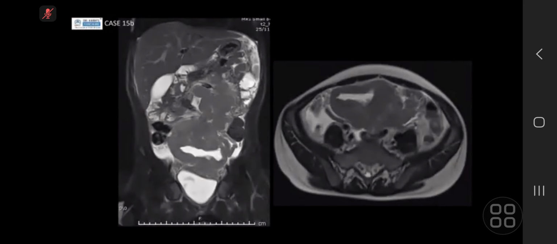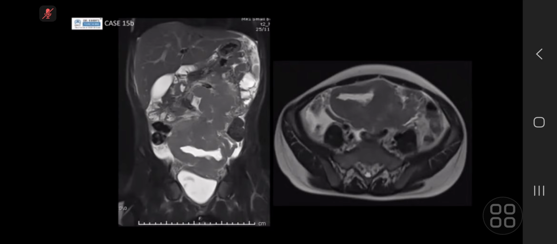Do we have any other images or are these the only images? No other images. So I'm thinking of aneurysmal dilatation with multiple conglomerate lymph nodes, likely lymphoma. The other less likely differential will be a GIST with central necrosis.